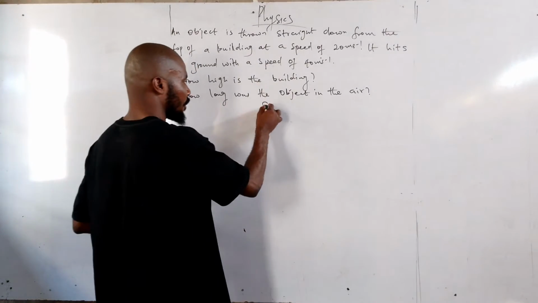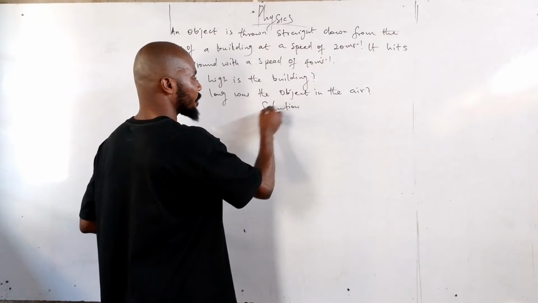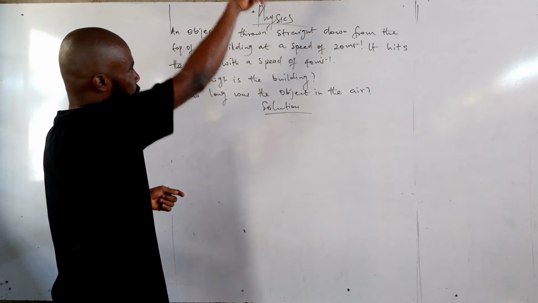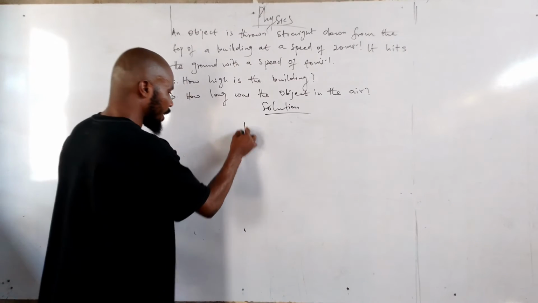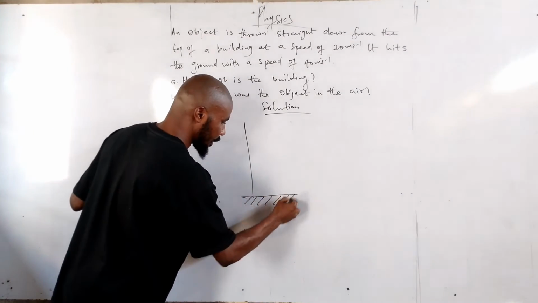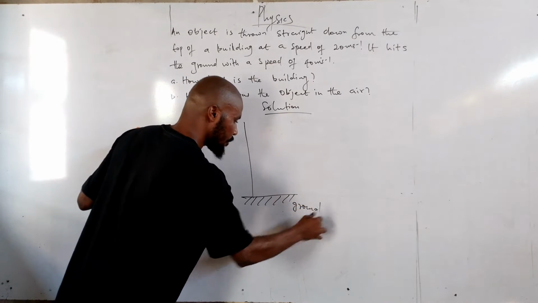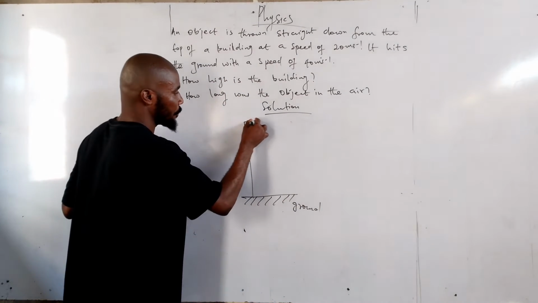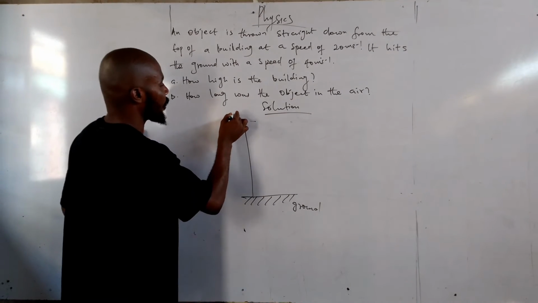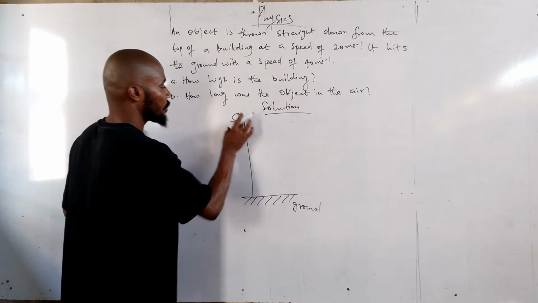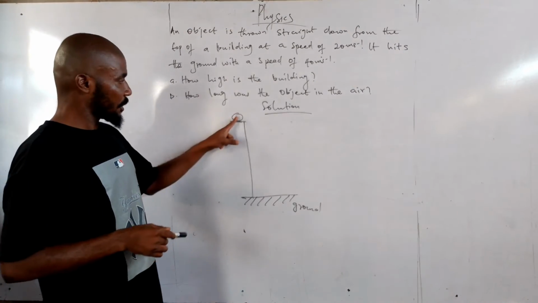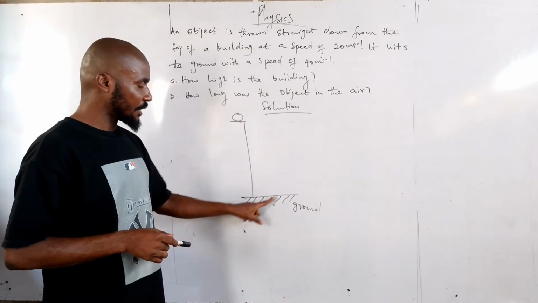Solution. Like I said before, to do physics, you must visualize the problem. An object is thrown straight downward from the top of a building. So let's assume this is our building and this is the earth. This is the ground. This is the top of our building. And I have an object. Let's say the object is a stone. Okay, this is the visualization I want us to have. This is the stone, this is the height of the building, and this is the ground.